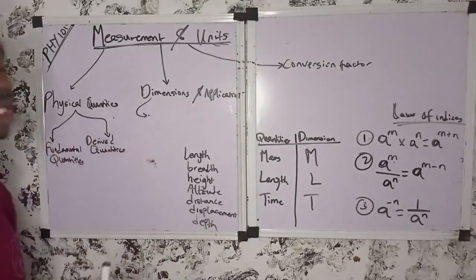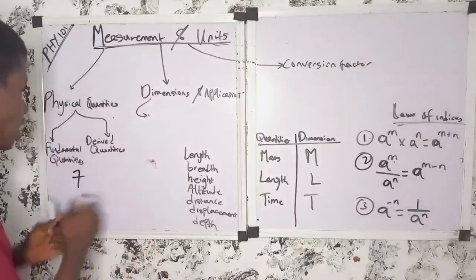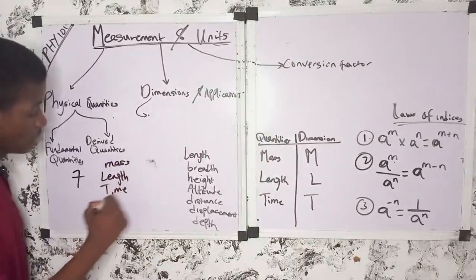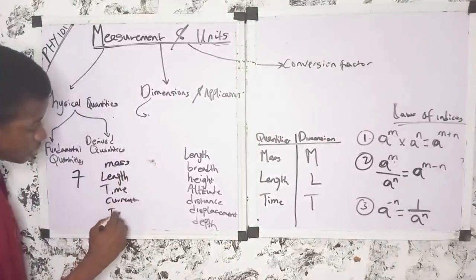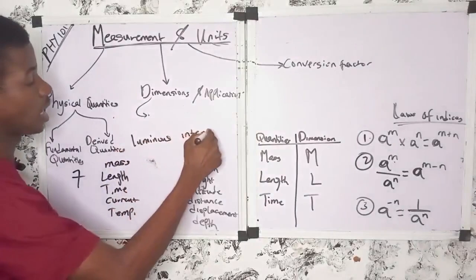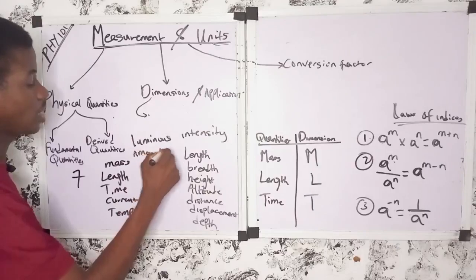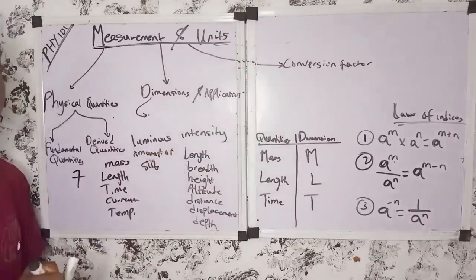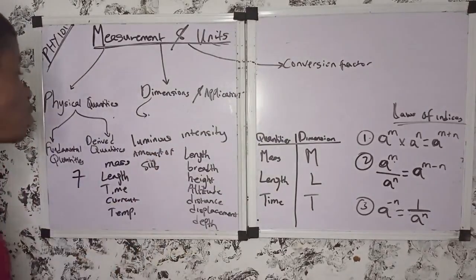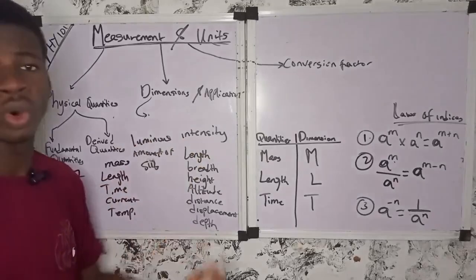And note, fundamental quantities, how many are they? They are 7. Yes, there are 7 fundamental quantities in physics, and they are mass, length, time, current, temperature, luminous intensity, and the last one, amount of substance. Just take note that there are 7 fundamental quantities in physics: mass, length, time, current, temperature, luminous intensity, and amount of substance, which we can also call mole.